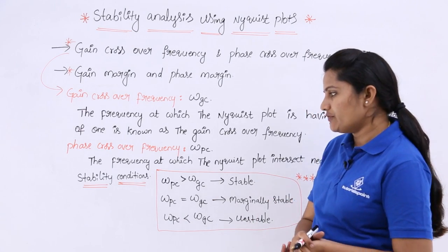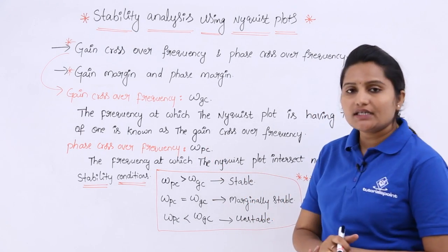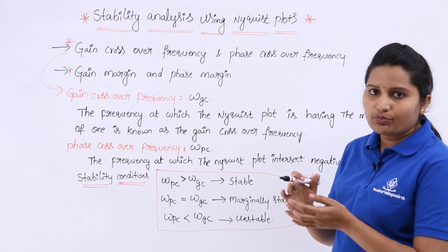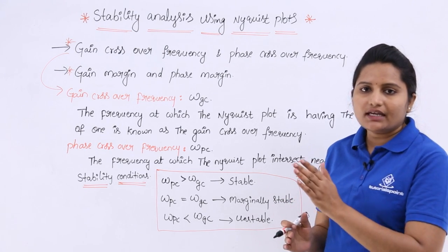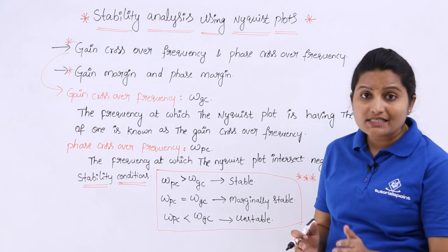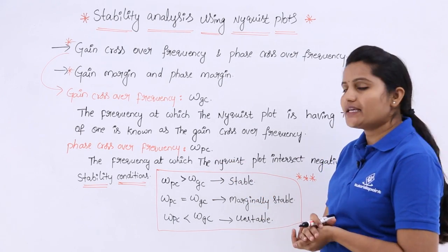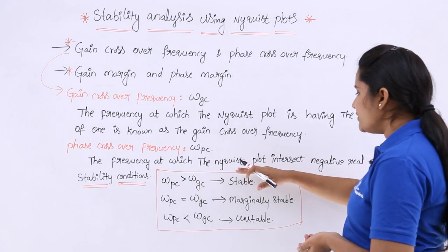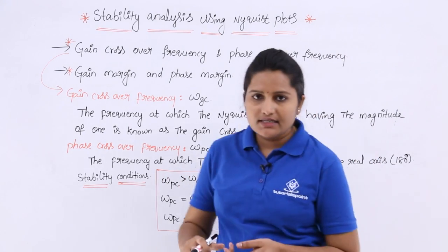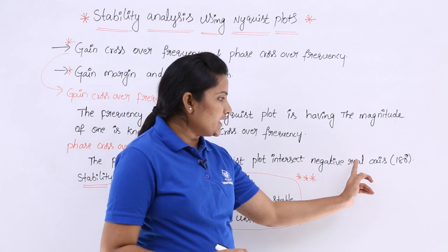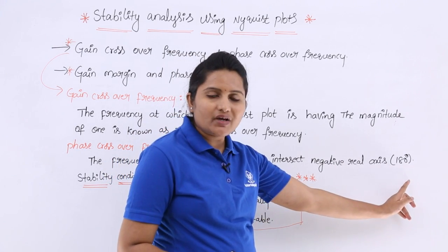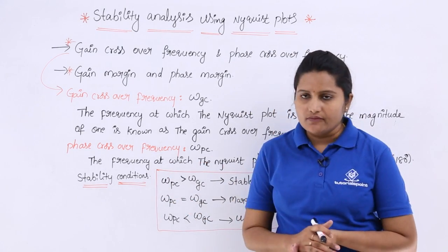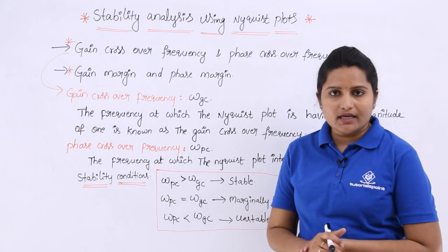Coming to phase crossover frequency, this is always represented with omega Pc. The frequency at which the Nyquist plot intersects the negative real axis, or plus 180 degrees, is called the phase crossover frequency. Here you can see the statement: the frequency at which the Nyquist plot intersects the negative real axis or plus 180 degrees is called the phase crossover frequency, represented with omega Pc.